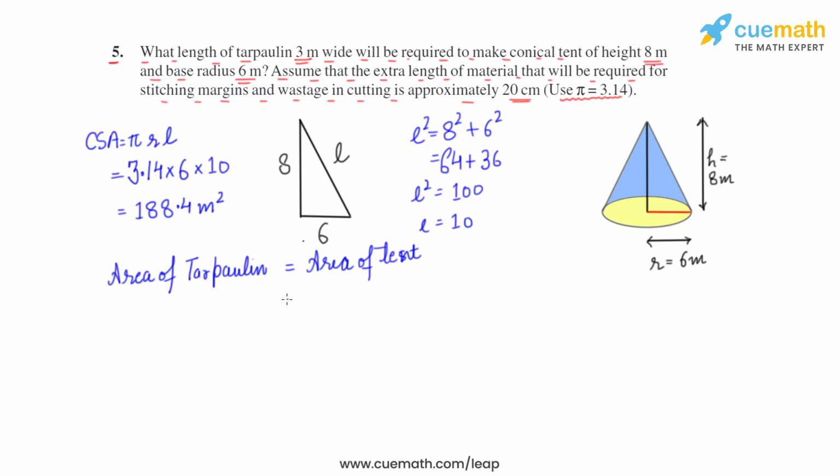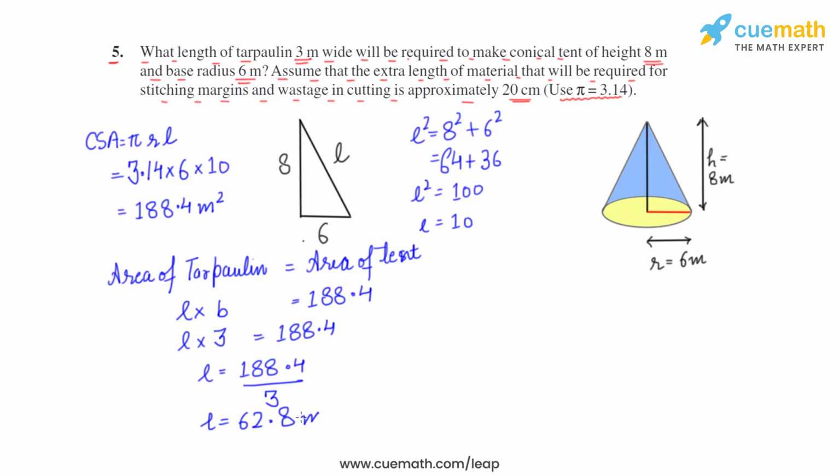And the curved surface area we have already found out, that is 188.4. The area of tarpaulin will be in rectangular shape, so it will be length into breadth, and the breadth they have already given, it is 3 meters wide. It means L into 3 will be equal to 188.4. So to solve for L we have to shift this 3 to the right side. So L is equal to 188.4 by 3.